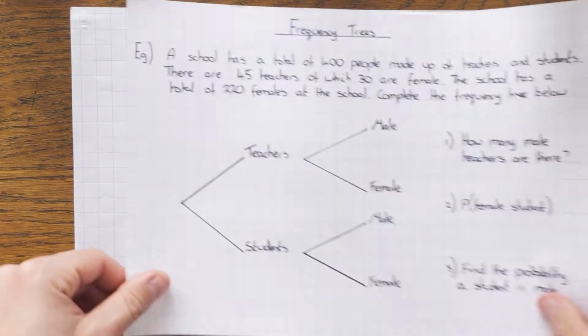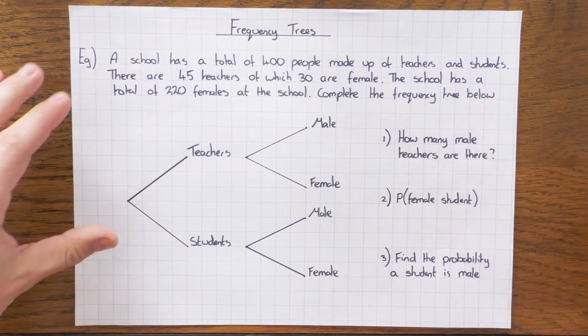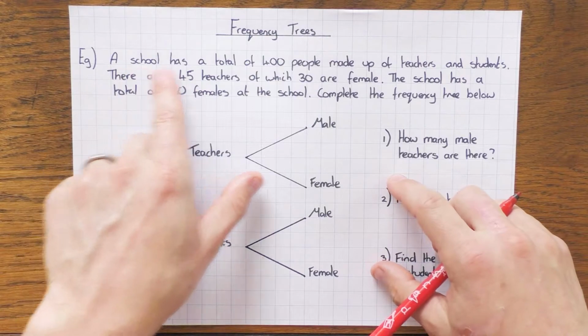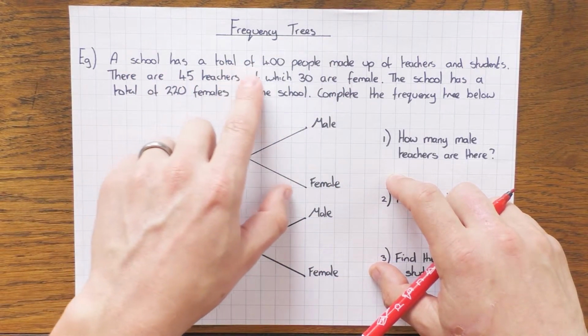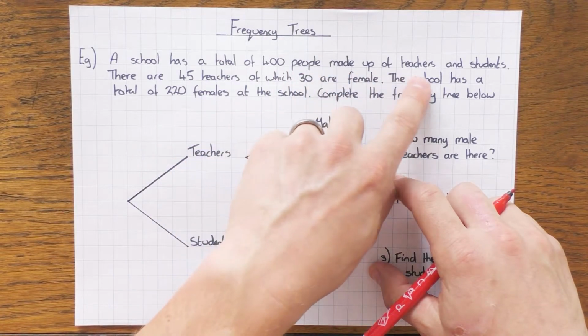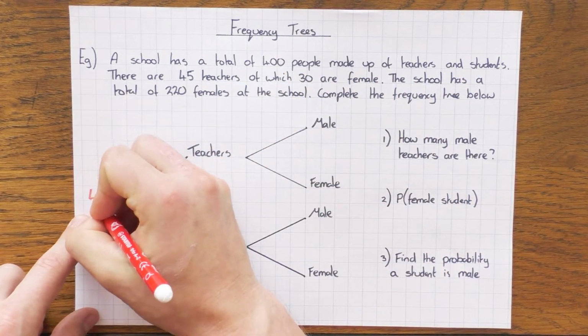So again, this time I haven't got anything on my diagram. I need to fill it in. So I'm going to read the question and start filling it in as we go. A school has a total of 400 people made up of teachers and students. So the first thing I'm going to do is I know there's a total of 400.